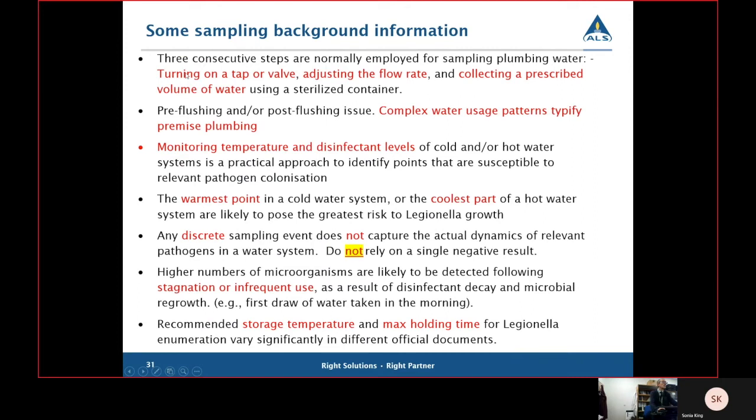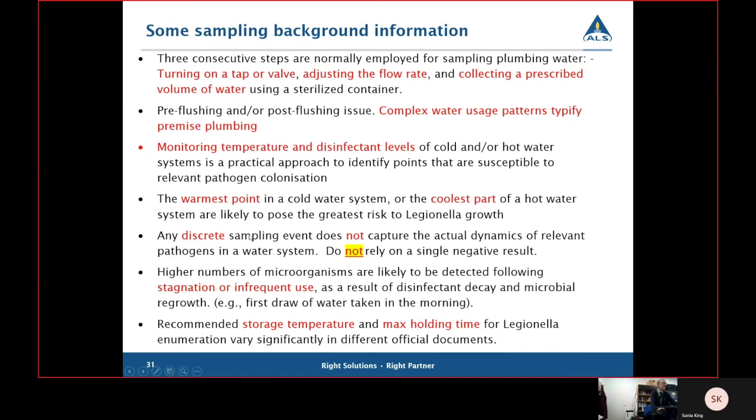Some sampling background information. 3 consecutive steps are normally employed for sampling plumbing water: turning on a tap or valve, adjusting the flow rate and collecting a prescribed volume of water using a sterilised container. Pre-flushing or post-flushing issues. Complex water usage patterns typify premise plumbing. Monitoring temperature and disinfectant levels of cold and/or hot water systems is a practical approach to identify points that are susceptible to pathogen colonization. The key thing on this slide is that the warmest point in a cold water system or the coolest point in a hot water system are likely to pose the greatest risk to Legionella growth.